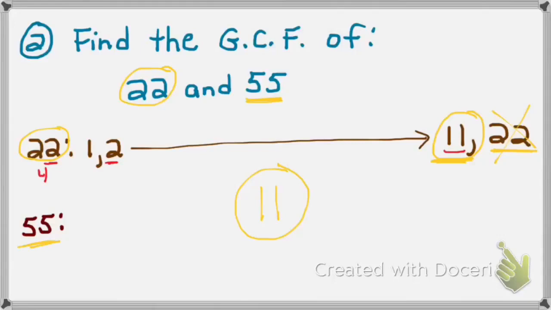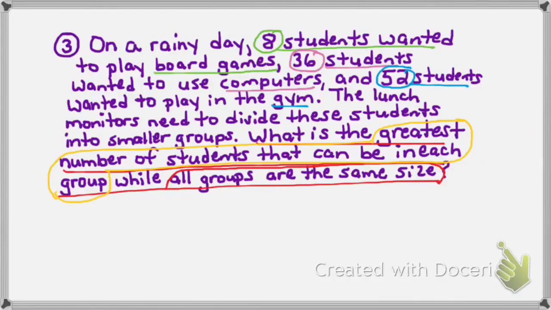Let's go on and take a look at number 3. For number 3, we had the word problem. On a rainy day, 8 students wanted to play board games, 36 students wanted to use computers, and 52 students wanted to play in the gym. The lunch monitors need to divide these students into smaller groups. What's the greatest number of students that can be in each group while all groups are the same size?